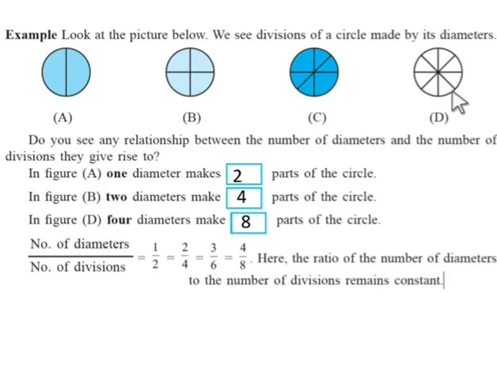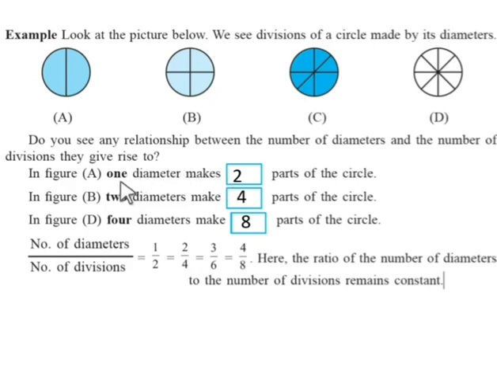Now, what relation do you see between the number of diameters and number of parts formed in the circle? Do you see any relationship between the number of diameters and the number of divisions they give rise to? Yes, we see the relation between them. What do we see here? That one diameter makes two parts, two diameters make four parts, and four diameters make 8 parts. That is, we get double the number of parts as the number of diameters.